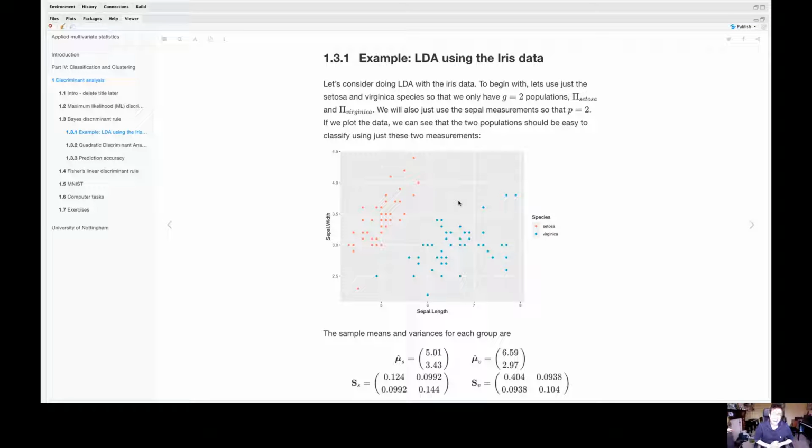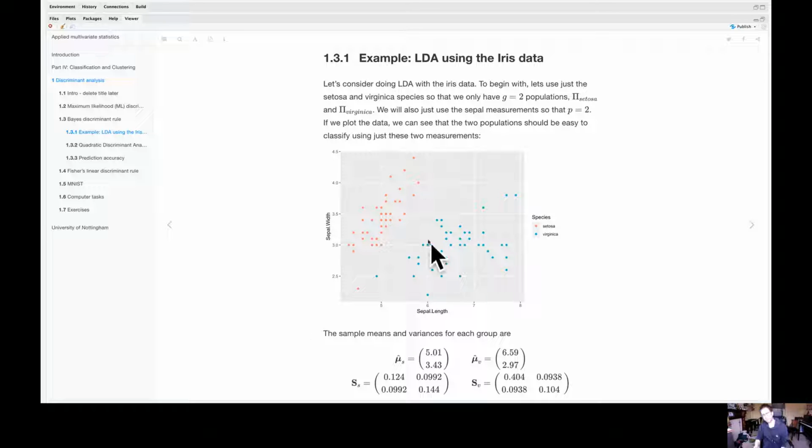So in this video, we're going to look at an example of using linear discriminant analysis, and we're going to look again at the iris dataset. If you remember, that was the dataset where we got measurements on 3 different species of iris, and we'd measured 4 different things about each one. But to begin with, to make it simpler for us to see what's happening, we're just going to look at a subset of the data. We're going to look at 2 species, the Setosa flowers and the Virginica flowers, and just 2 of the measurements, the sepal length and the sepal width.